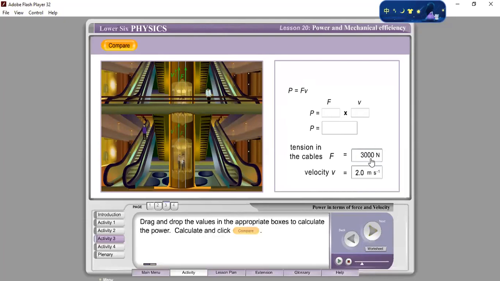Drag and drop the values in the appropriate boxes to calculate the power. Calculate and click compare. So F is 3000, v is 2, that means it should be 6000, right? So compare, this means 6 times 10 to the power 3 watt.